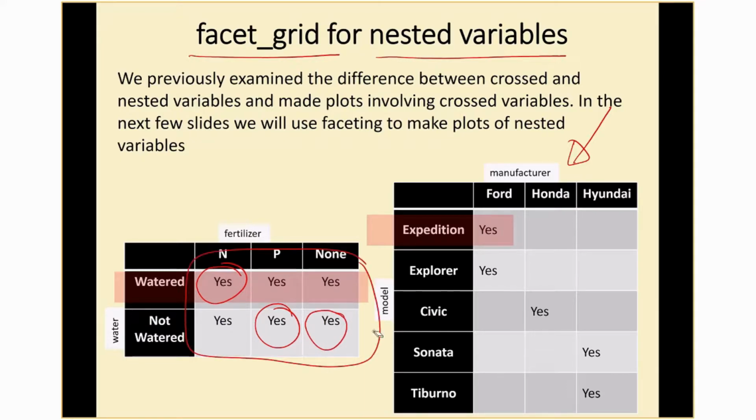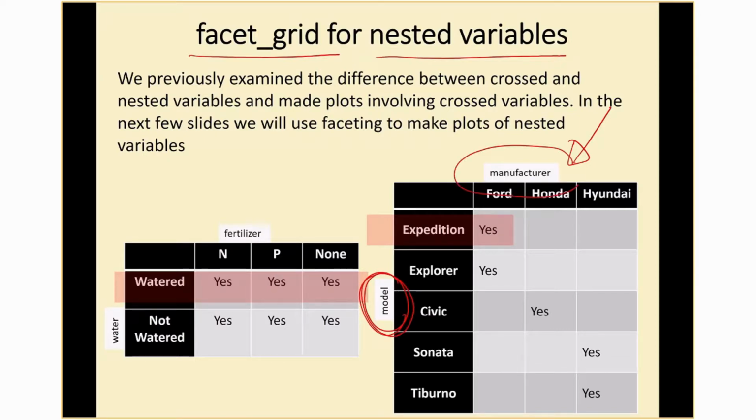In contrast, when I've got a nested design, in this particular case, I've got model nested within manufacturer. And if model is nested within manufacturer, then each model is associated with one and only one manufacturer. So Expedition is only associated with Ford, and Civic is only associated with Honda, etc.